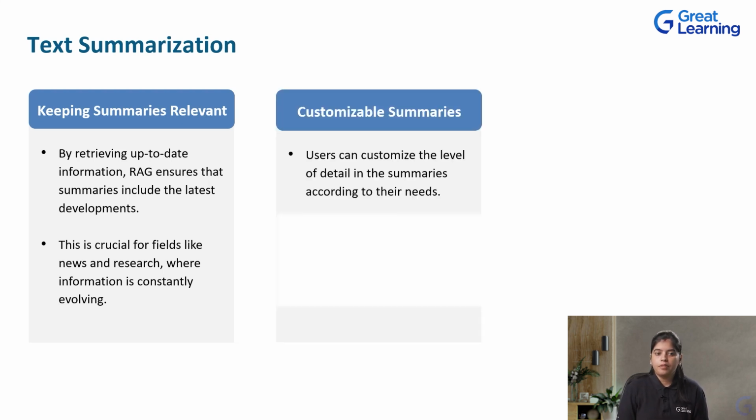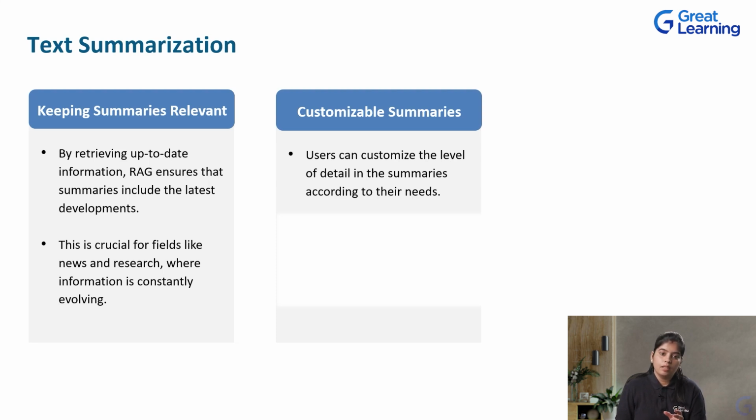Next, we're going to discuss customizable summaries. Users can customize the level of detail in the summary according to their needs. Suppose I am giving a large document and I just want to understand the main points. If I am at a beginner level, and the document is not only for beginners, it is for professionals, or basically we can say for advanced level also, but I just want a summary based on the beginner part, I can get the summary based on that part.